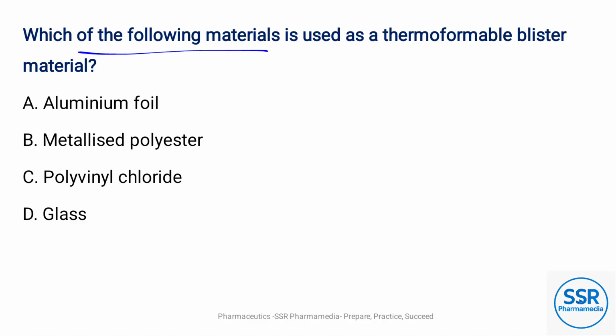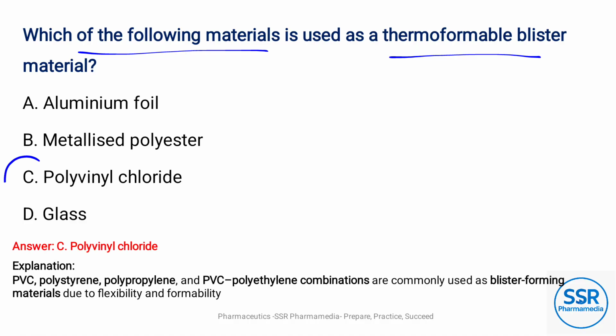Which of the following material is used as a thermoformable blister material? Option C, polyvinyl chloride. So PVC, polyvinyl chloride is the answer. PVC, polystyrene, polypropylene and PVC polyethylene combinations are commonly used as a blister forming material due to its flexibility and formability.